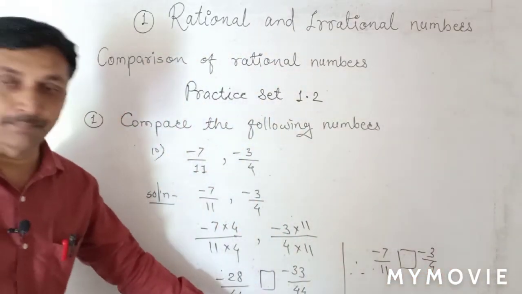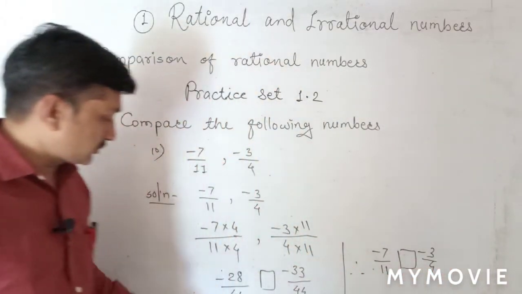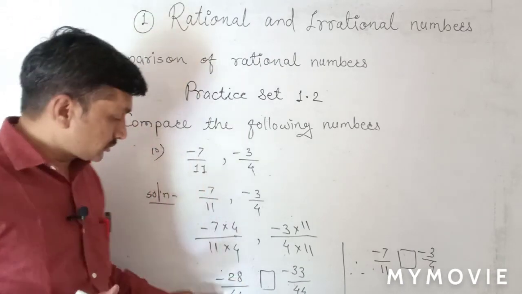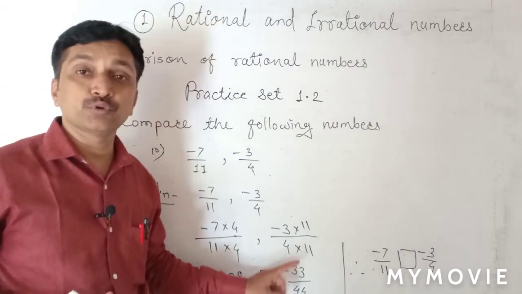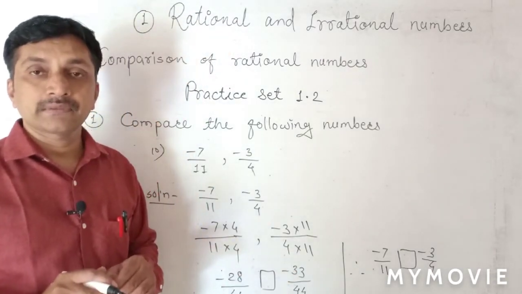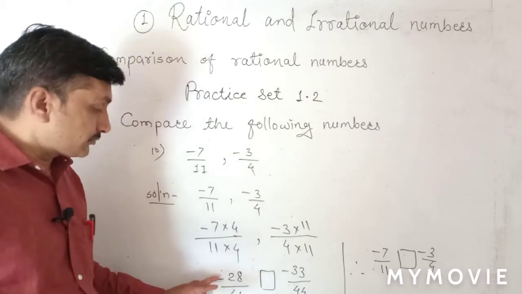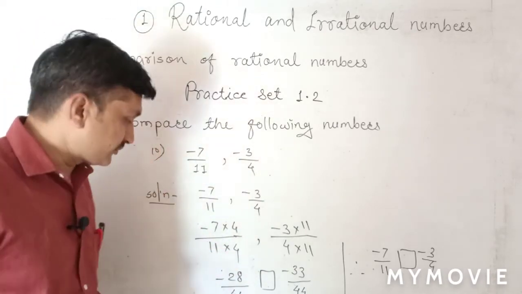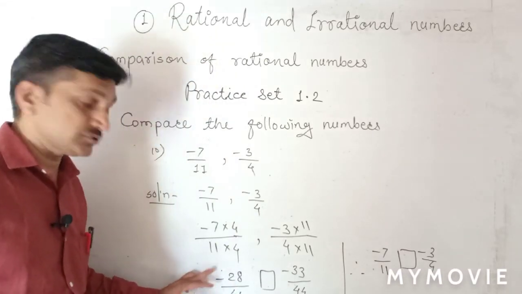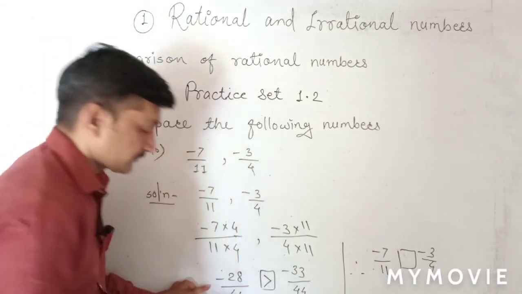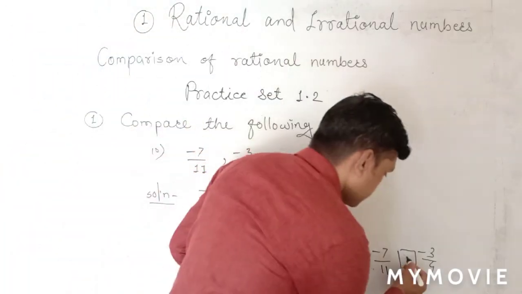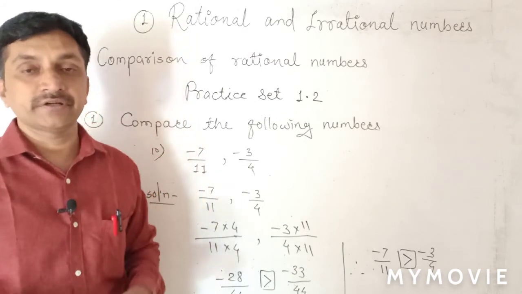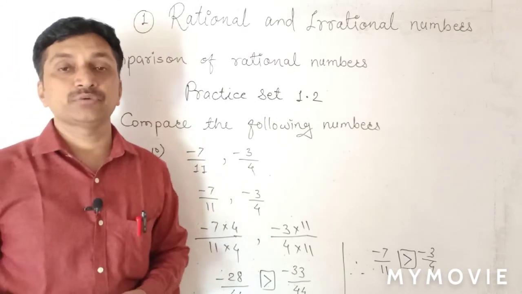Now first compare this, the same sign you give here. Let's compare this. 44, 44, both denominators are same. Here minus 28, here minus 33, both are negative. Again I revise that when there are both negative numbers, the smaller number is greater. Which is the smaller number? 28, and that's why minus 28 is greater. And copy the same sign here. This is the comparison. Dear friends, we have completed practice set 1.2.